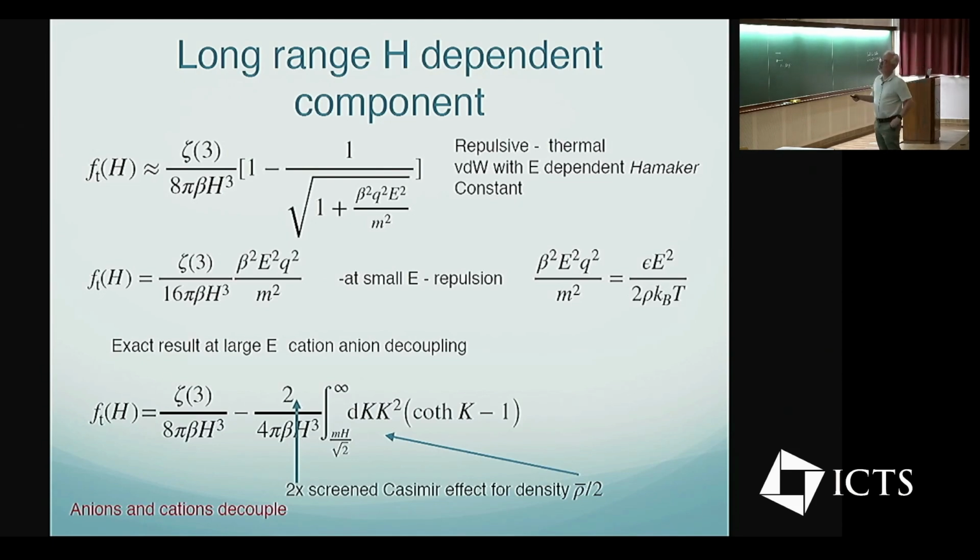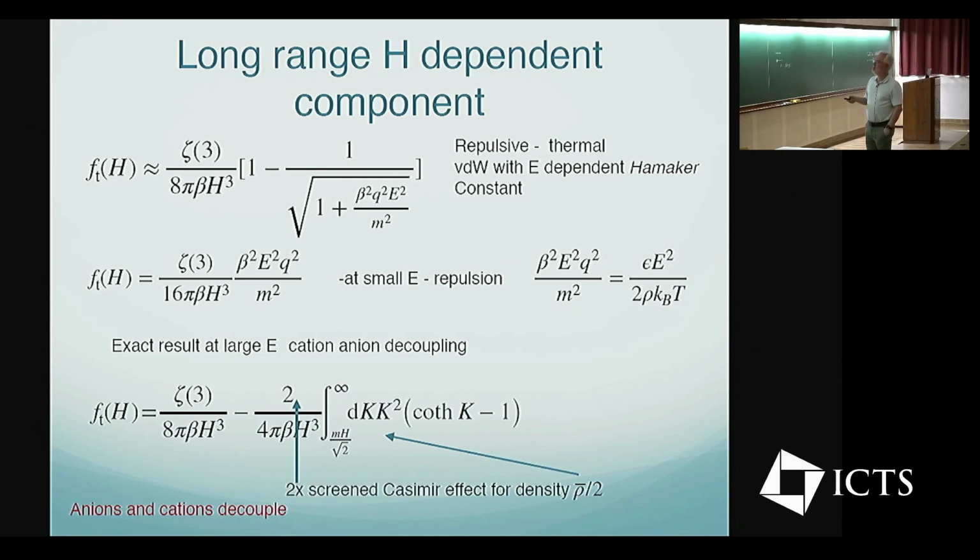At small fields, you can see that this long-range component switches on as E squared, which you might expect, right? Because generically it can't depend on the sign of E if it's an analytic function, so you'd expect it to go like E squared. Obviously, if you change the direction of the field, you should get the same force. And you can write this in different ways. This is a very suggestive way of writing it. You can see that this factor, which is generating the long-range interaction, is given by epsilon E squared over 2 rho kB. So this is a Maxwell pressure, and this is an osmotic pressure.